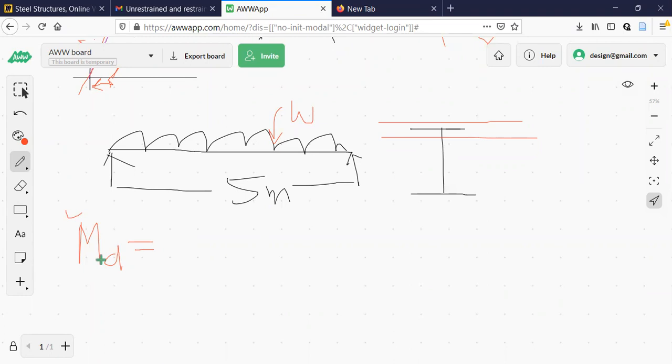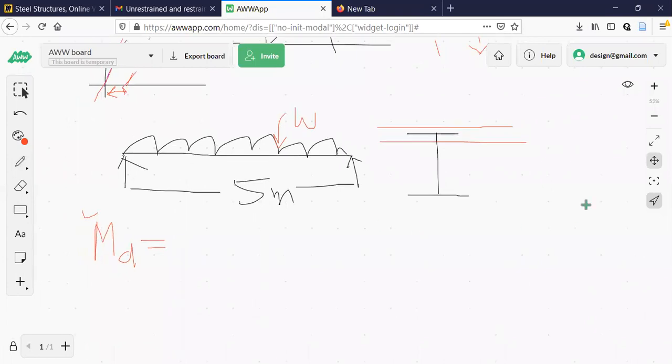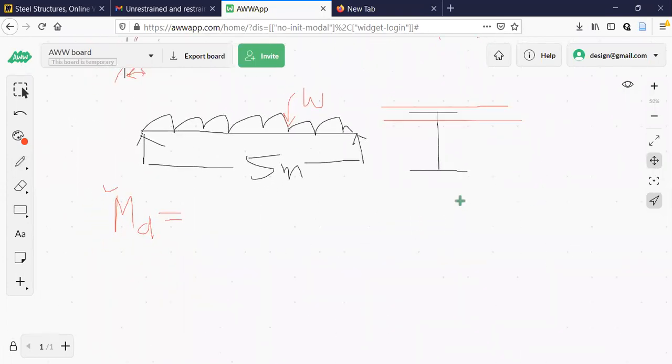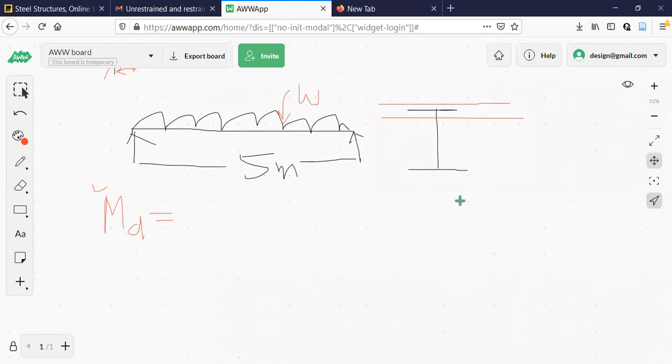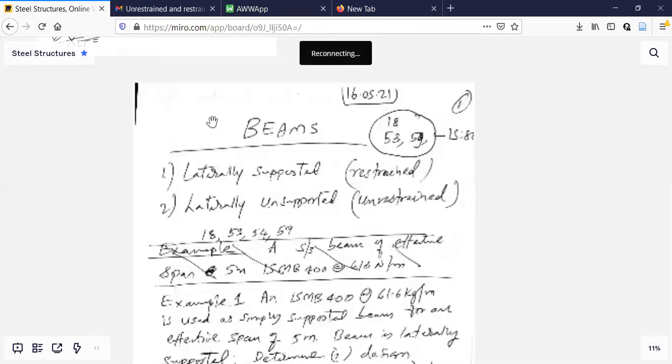So do you know how to find out the moment carrying capacity of a steel beam? That is the question here. If you know that one, the problem takes 2 minutes. Usually, even in GATE, they won't give you more than 1 minute for this. Let us say 2 minutes. Initially you may take 5 minutes, that is different. They don't give it.